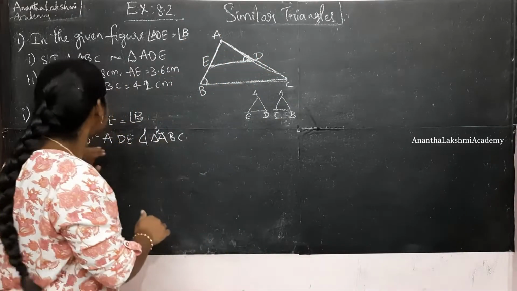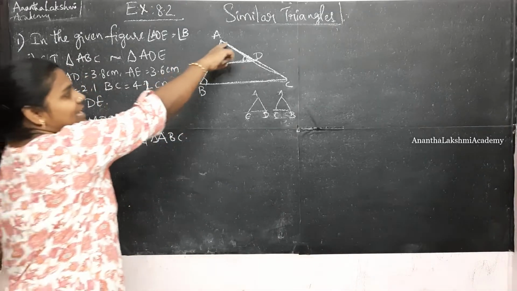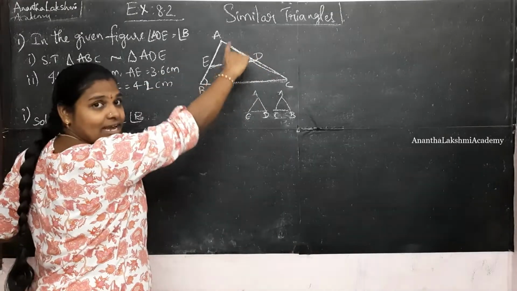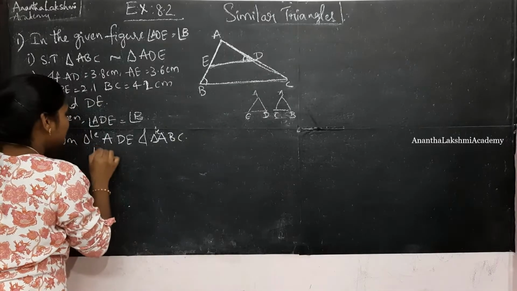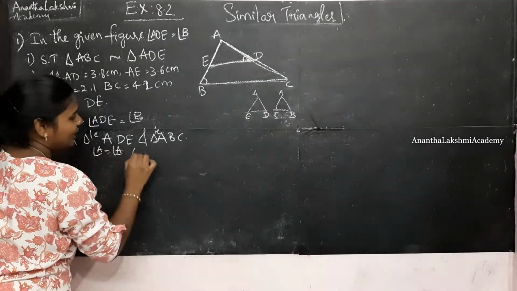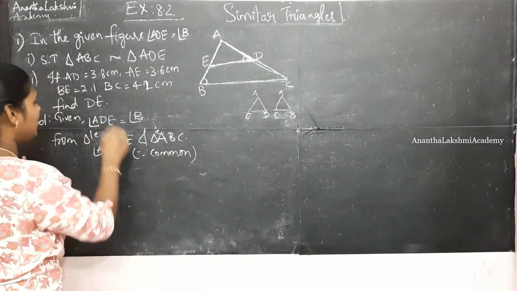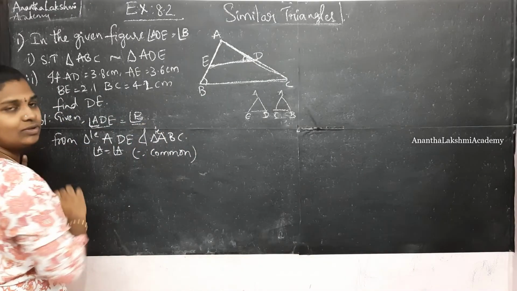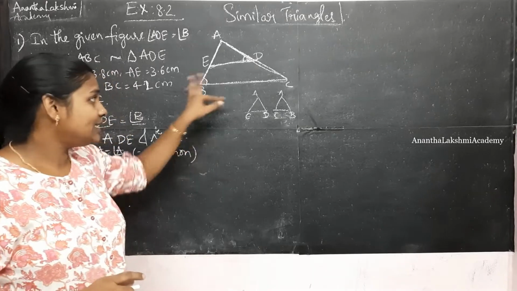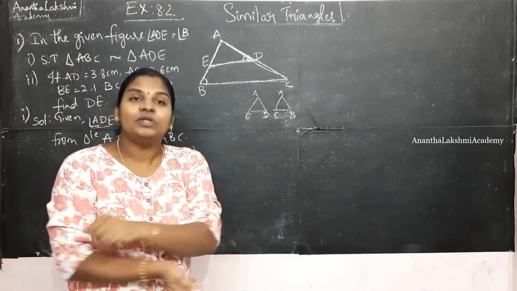Alright. So in both the triangles, angle A is common to both, right? ADE and ABC? Yes. Angle A is equal to angle A. Why? Since common angle. And given that angle ADE is equal to angle B. Two angles in two triangles are equal. What about the third angle?